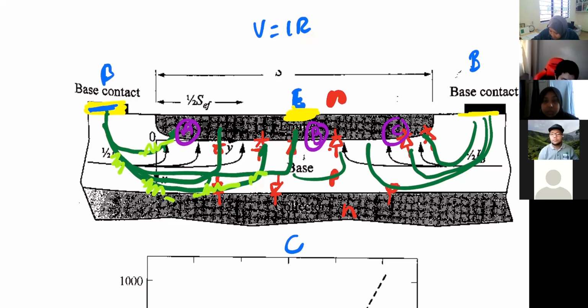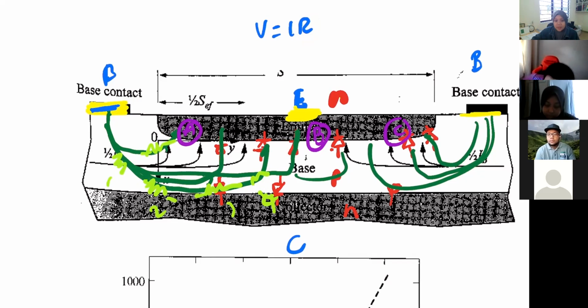Yang ni ada satu je resistance. So in order to go to the base, you have to go through 1, 2, 3, 4 resistance. Macam tu lah, 4 resistance. So therefore, the base resistance makes the current non-uniform, which gives rise to the effect that we call emitter crowding.